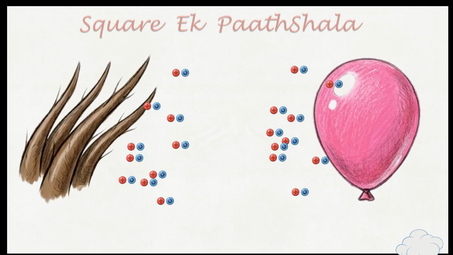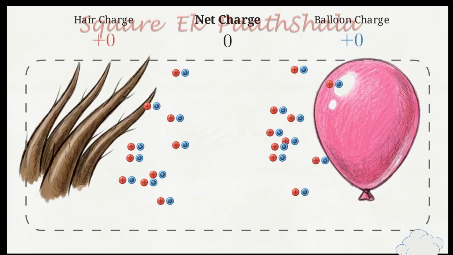The positive protons remain locked tight within their atomic structures. Only the negative electrons are scraped off the hair and transferred onto the balloon surface. The math here is strictly zero-sum. The hair becomes positively charged because it lost electrons, and the balloon becomes equally negative because it gained them. But within this isolated system, the total net charge remains perfectly constant.